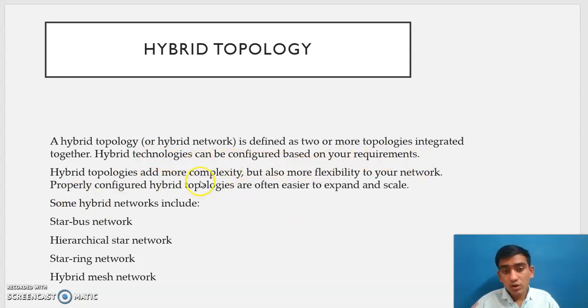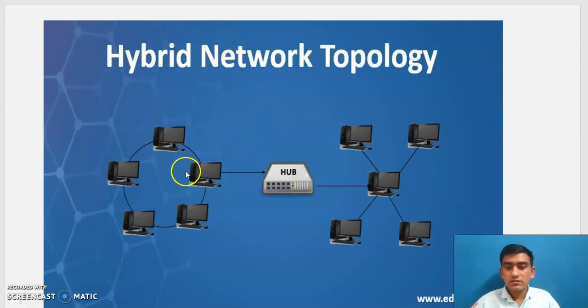Hybrid topology adds more complexity but is also more flexible to a network. Properly configured hybrid topologies are often easier to explain. It is the combination of topologies like star, bus, hierarchical star, string star, etc., which is basically the combination of two or more different topologies. See, in this diagram, it is connected with two topologies, ring and star. So it becomes a hybrid topology.